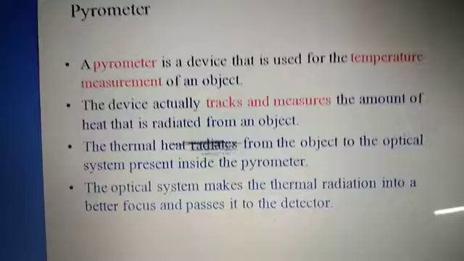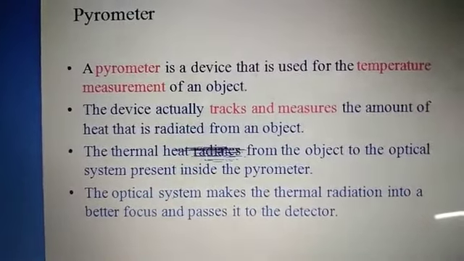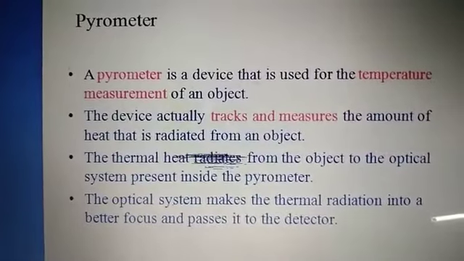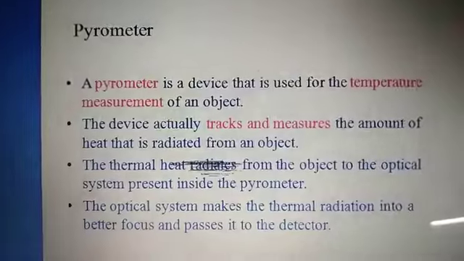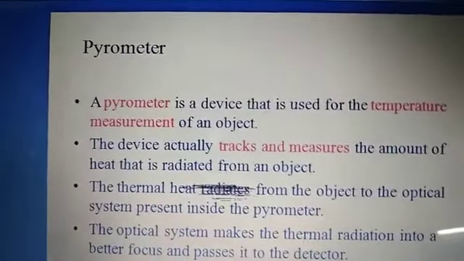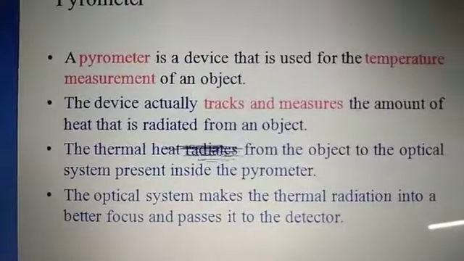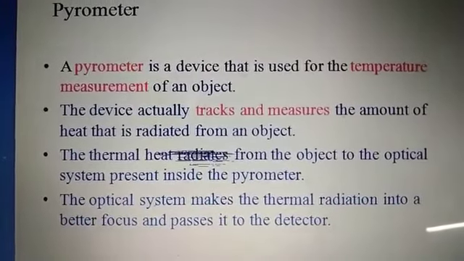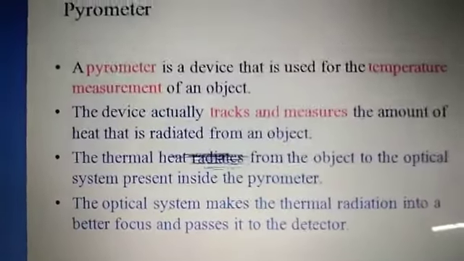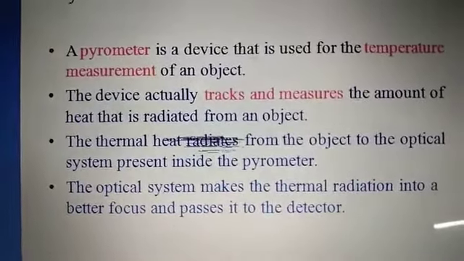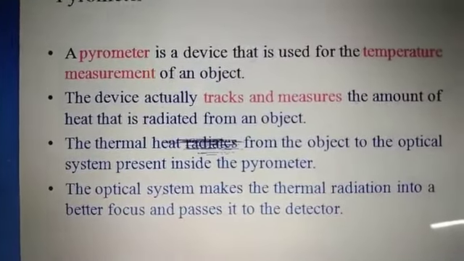Whenever you are measuring higher temperatures, this pyrometer is more useful. It is used for measuring molten metals, furnace temperatures, liquid casting and liquid alloy temperatures. Normally for measuring higher temperatures, we use pyrometers. In the last class we discussed that there are two types of pyrometers: one is the radiation pyrometer, the second one is the optical pyrometer.